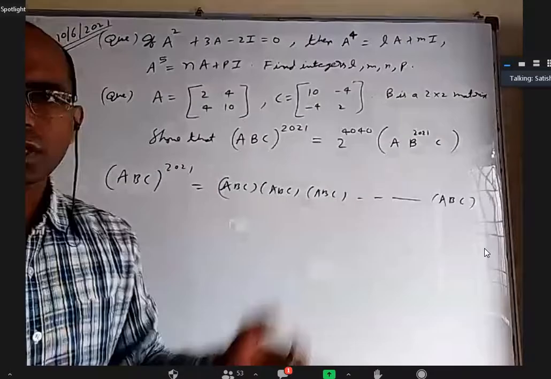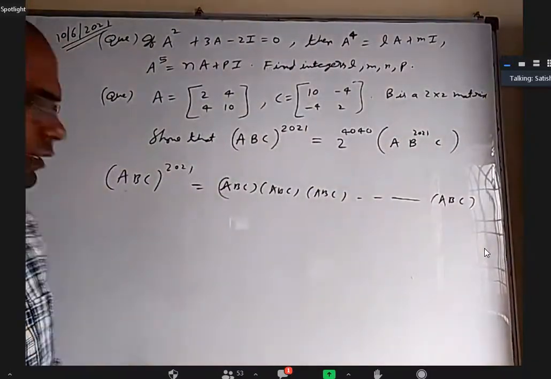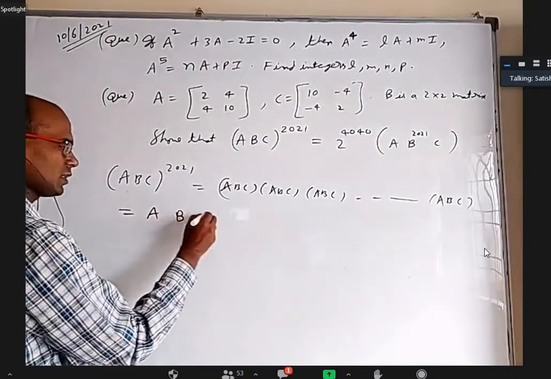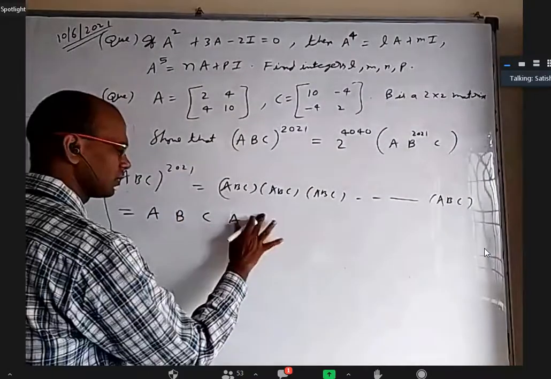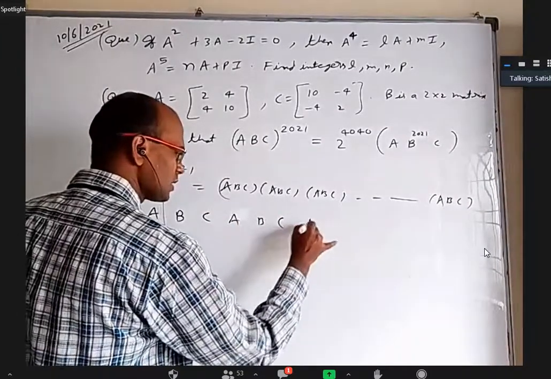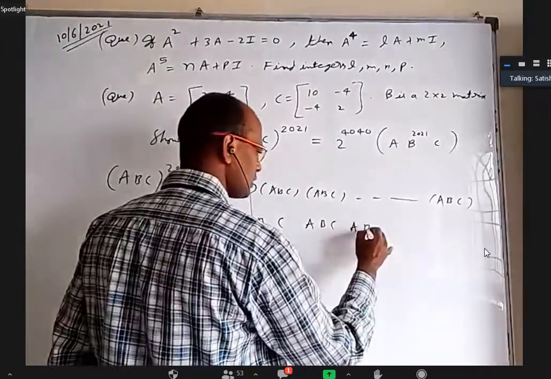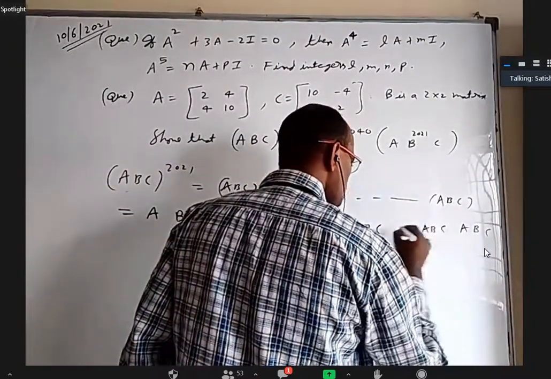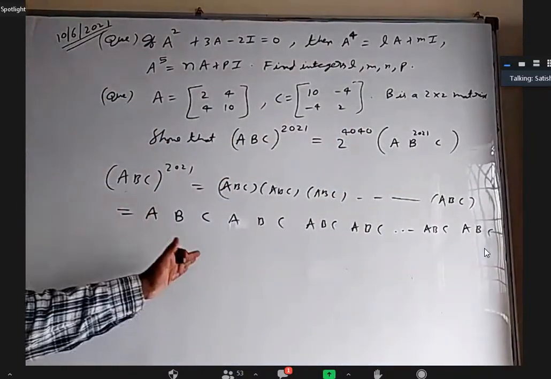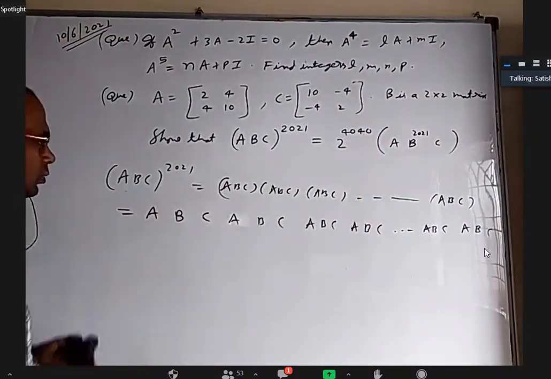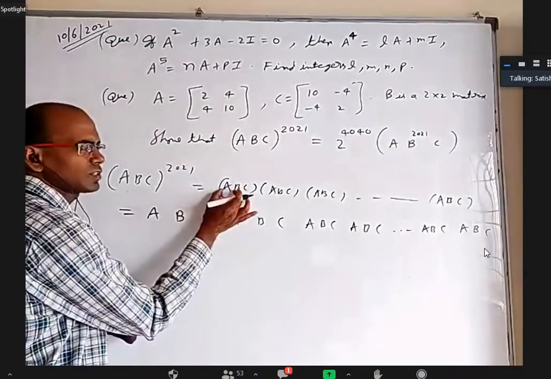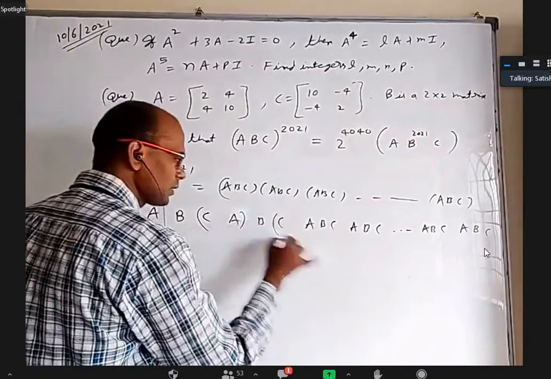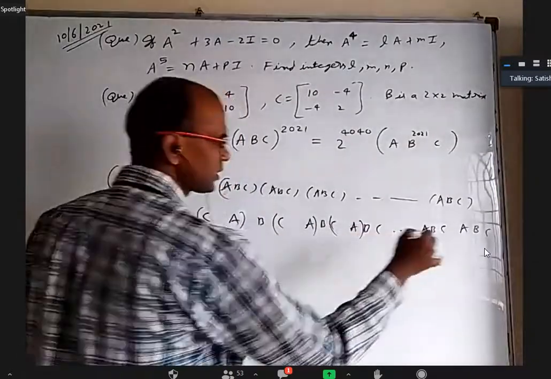I cannot change the order. AB is not equal to BA here because we don't even know B to conclude anything. But still, associative law, if I use it: A is there, B is there, C is there, again A, again B, again C, and so on. At the last one ABC, before that one ABC. So I have to write A into B into C again. Now, according to associative law, I don't have to multiply these two first. I can multiply these two first also. So I'm going to combine this C and A, this C and A, this C and A. Is that okay?